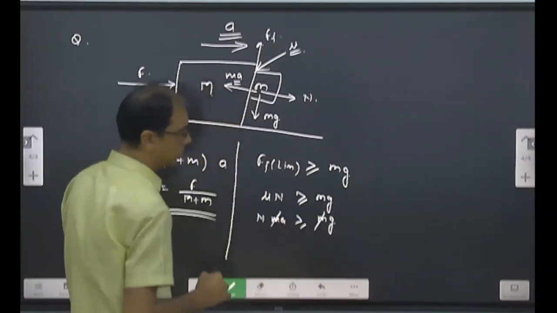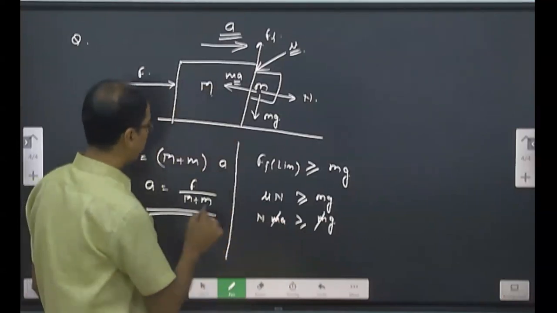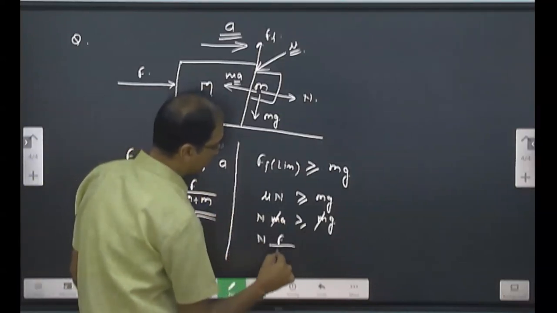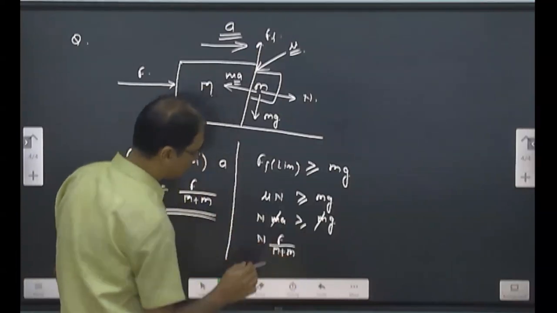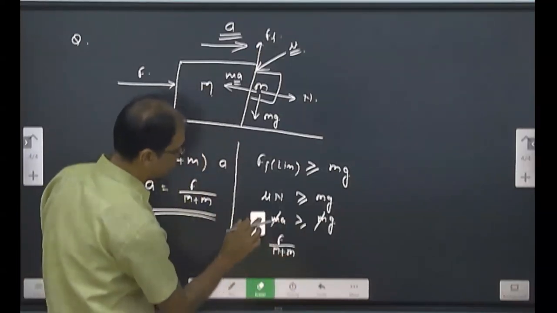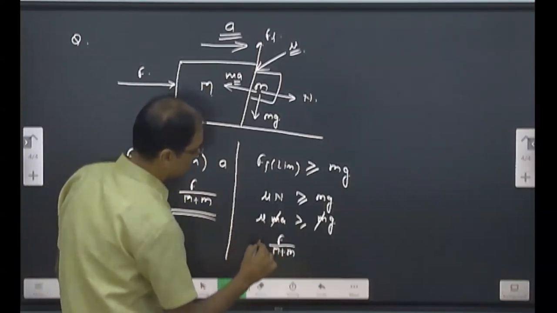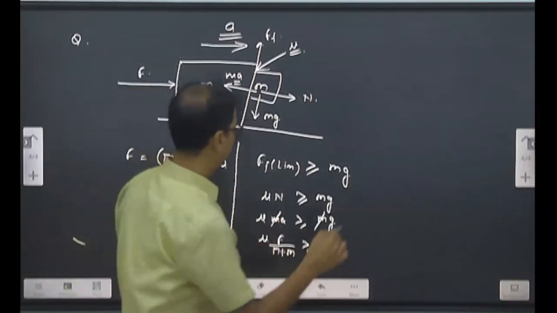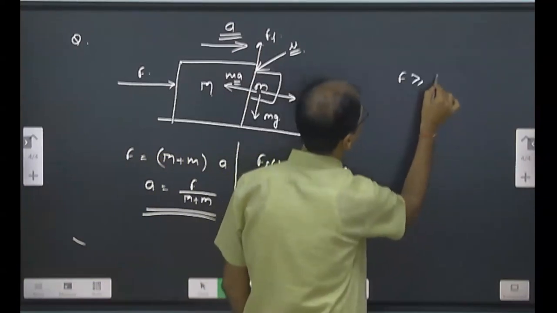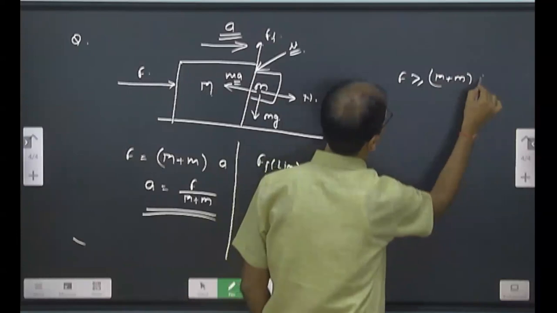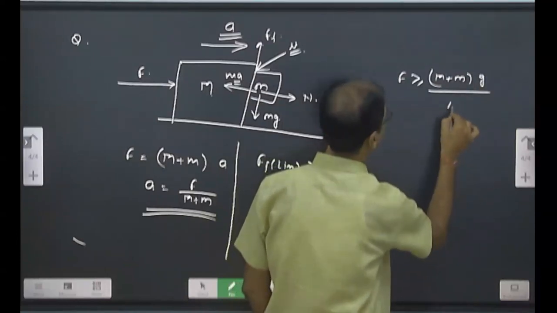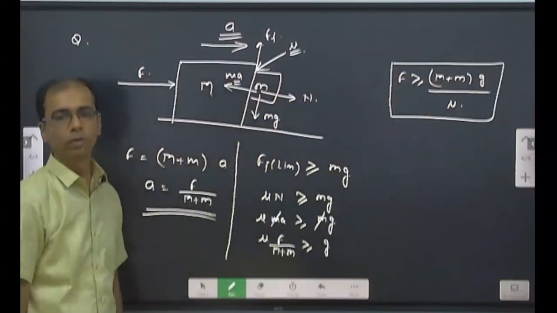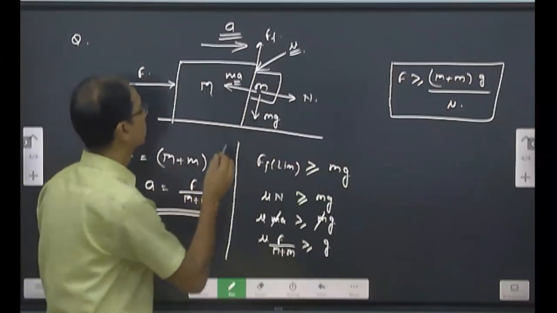This m and this m we can cancel. Yes. Now a value. What is a value? F by m plus m. Keep it. F by m plus M. This is mu. Mu a is greater or equal to g. What we want? F value. So F needs to be greater or equal to (m plus M) into g by mu. When F is greater or equal to (m plus M) g by mu, we can make this body stop.